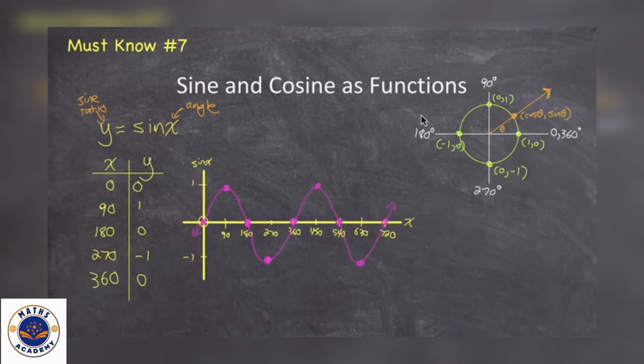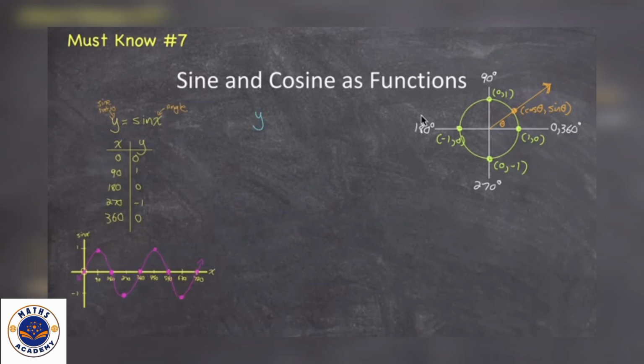Let me now show you what a cosine function looks like. So I'm just going to shrink this so I have room. Let's graph the function y equals cosine x, where the x value is the angle and the y value is the cosine ratio of that angle.